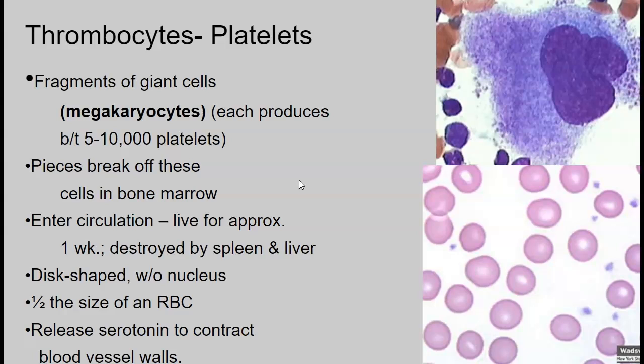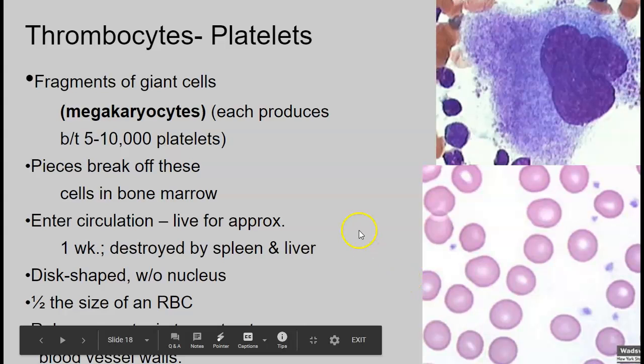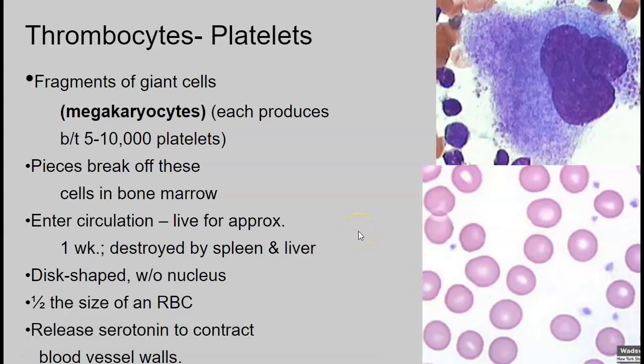So they get taken out of the blood supply at that point. They're kind of disc-shaped. You can see these are the platelets here. I wouldn't really call those discs. I would call them just little clumps, but I don't know. They call it disc-shaped. They're about half the size, but that's also kind of a misnomer too.